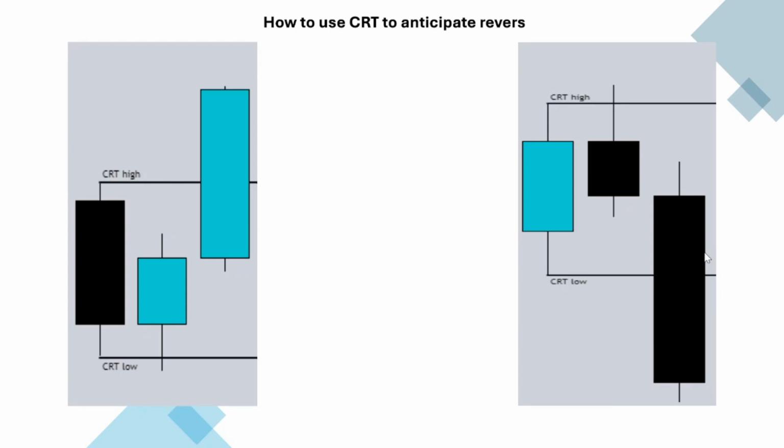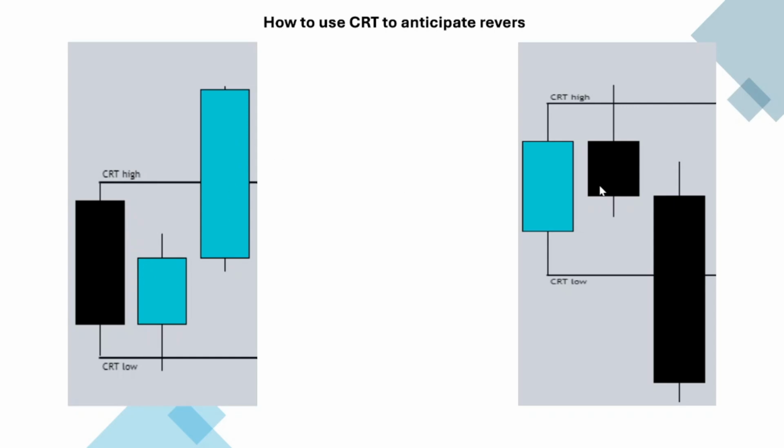So how to use CRT to anticipate a reversal. In a CRT reversal, when the first candle opens and closes, and the second candle runs out the candle's low and closes in between the range of the first candle, then you'll be anticipating the next candle, that's the third candle, to go for the first candle's high. And that is a reversal from a bearish to a bullish trend.